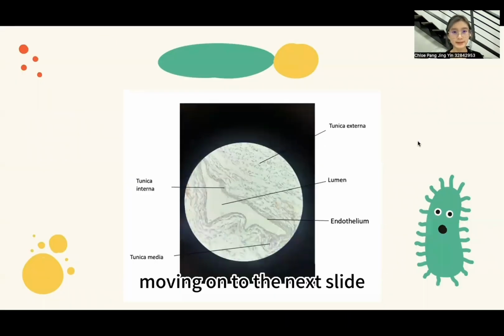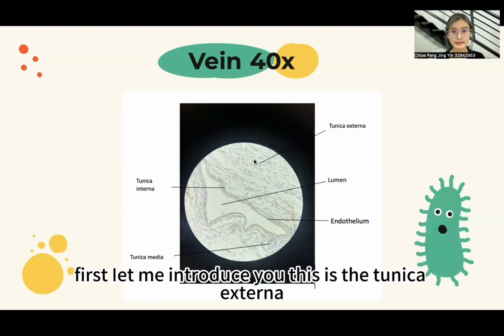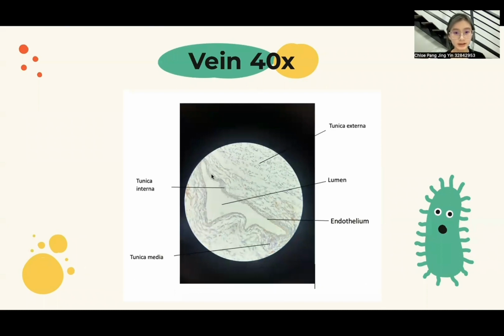Moving on to the next slide. Here we come to the vein, and this is also at 40 times magnification. First, let me introduce you. This is the tunica externa, tunica interna, tunica media, and this is the lumen, and the last one is the endothelium.